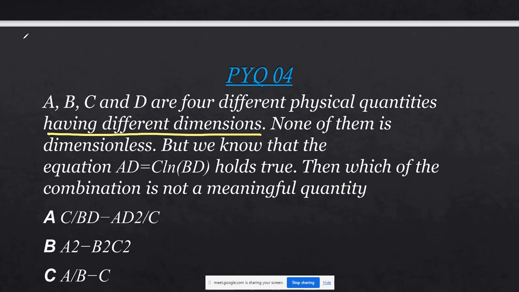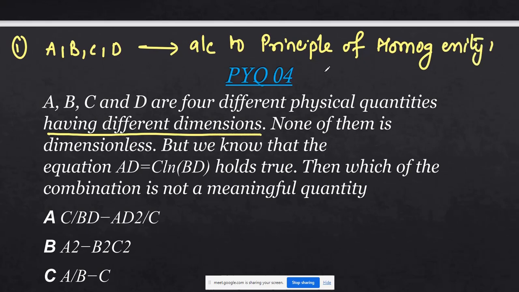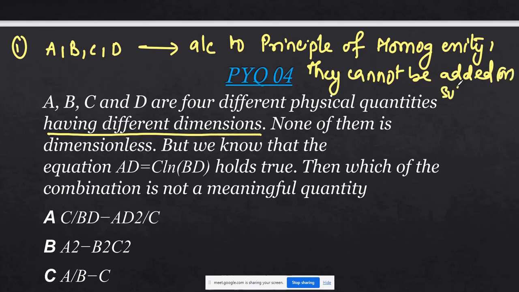That is the meaning of this first point. The very first line in the question says that a, b, c, d, according to the principle of homogeneity, cannot be added or subtracted directly. That means directly a plus b, directly b minus c, c plus d, c minus d. Direct addition, direct subtraction cannot be done. Is this first point clear?